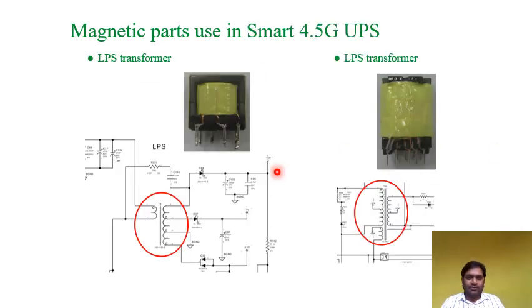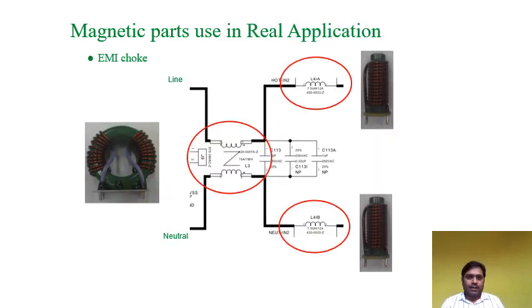These are some other examples of low voltage power supply transformers, LPS transformers. And here are the magnetic parts which are used for EMI filters. So this is a common mode choke. This is how a common mode choke looks. And then this is the differential mode choke.